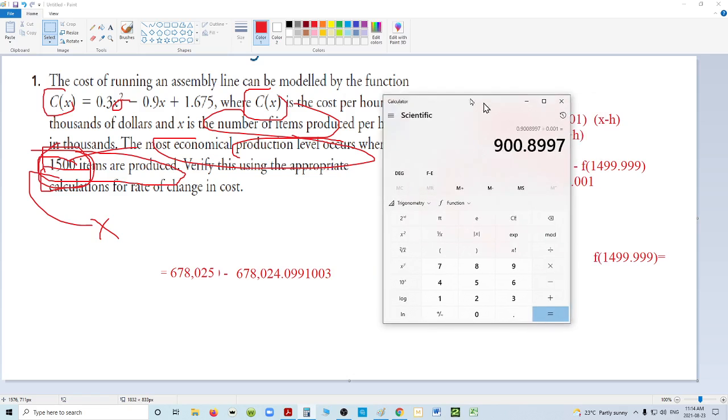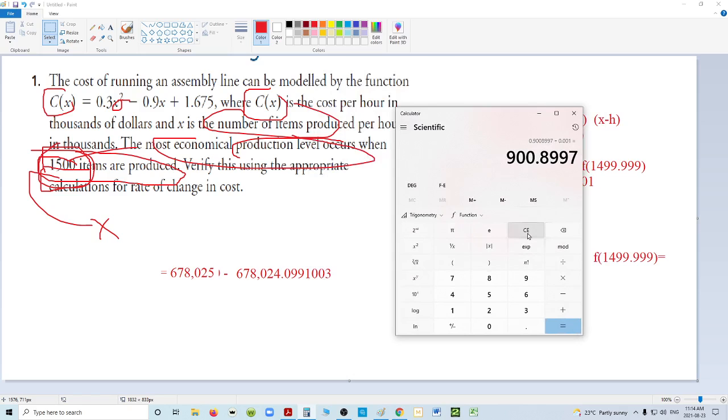Whoops. It's saying no, that's not true. Did I make an error? 678.025 minus 678.0240991003. I don't think I did make an error. So that's the difference in them, 0.001. So it's saying no, that's a big positive slope, and that's not the most economical. According to that, now I might have made an error.